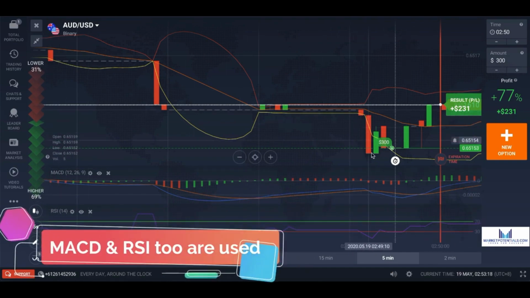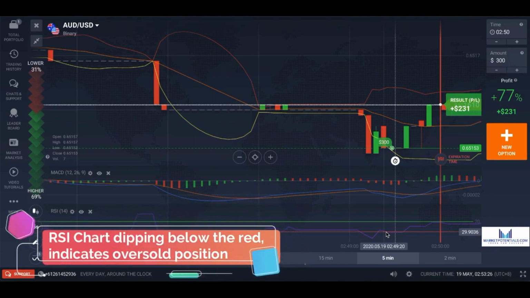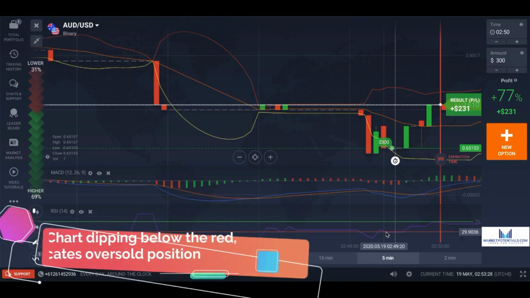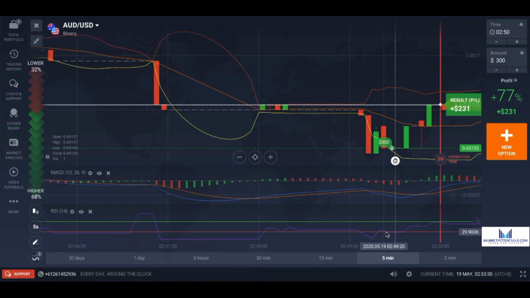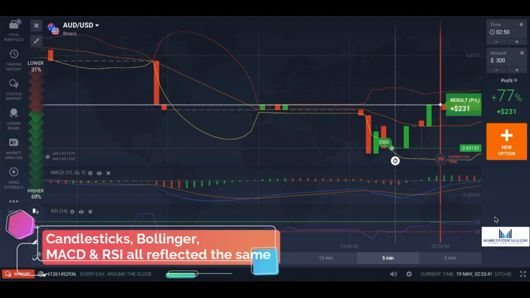I coupled this down side here, also looking at the RSI. Now, typically when the RSI chart goes below the red line, that indicates severely oversold positions, which again tells me that a correction is about to happen very, very soon. So again, I coupled what I saw here with the RSI and the MACD to basically say, yes, it's oversold, it will bounce, and went ahead and selected higher.